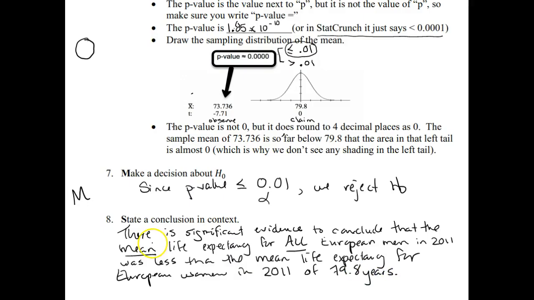So in this case, we're going to say there is significant evidence to conclude that the mean life expectancy for all European men in 2011 was less than the mean life expectancy for all European women in 2011. And again, that was that 79.8 years, if we wanted to, that was the specific value we compared against.